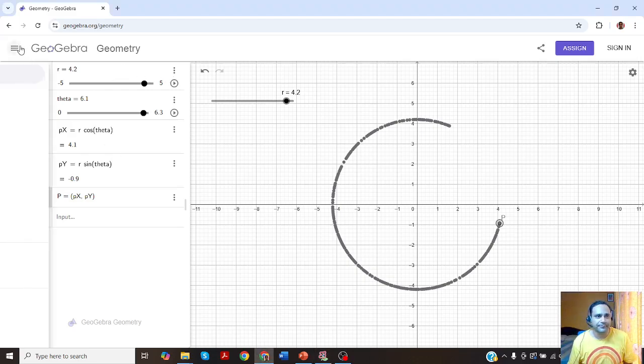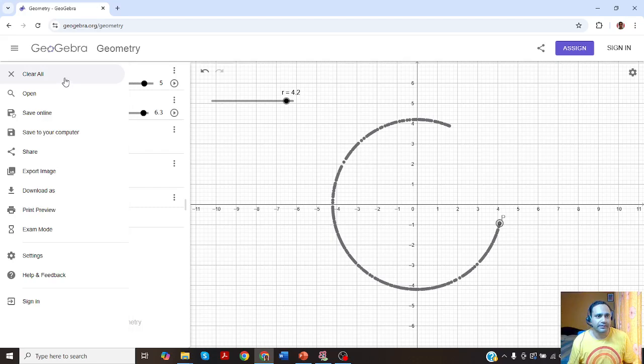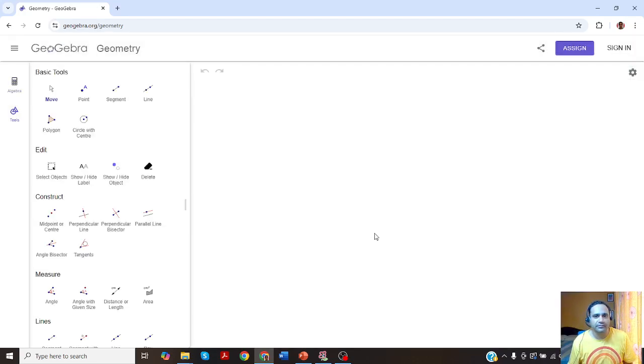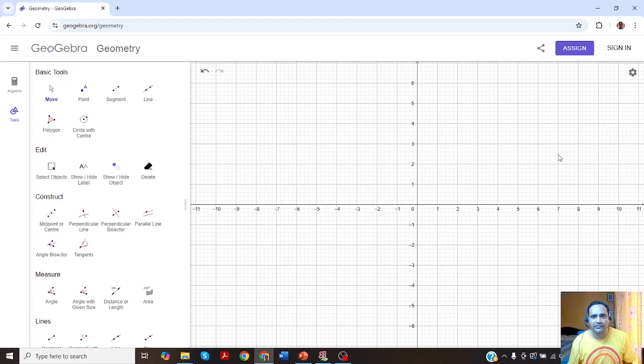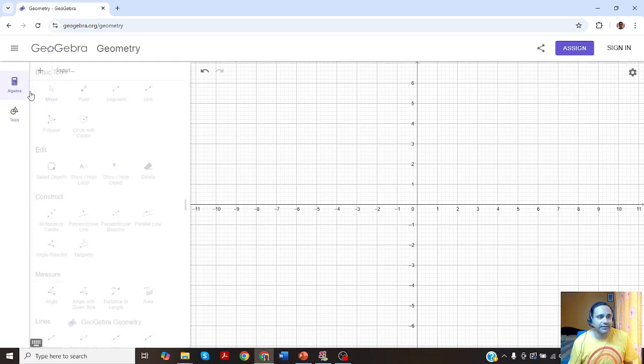I'll clear all, discard. I'll go to axis, show grid, major minor axis. Okay, so I want xy direction is already given, so we need a point D and an angle theta, right? So those are the three independent parameters.